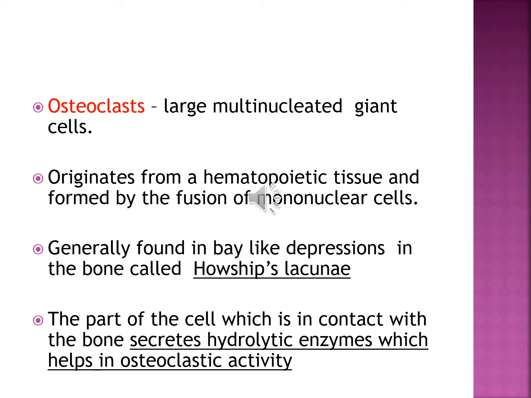The next type of cells we have is the osteoclast. Osteoclasts are usually large multinucleated giant cells. They originate from hematopoietic tissue and are formed by the fusion of mononuclear cells, generally found in a bay-like depression in the bone called Howship's lacunae. The part of the cell which is in contact with the bone secretes hydrolytic enzymes, which help in osteoclastic activity.